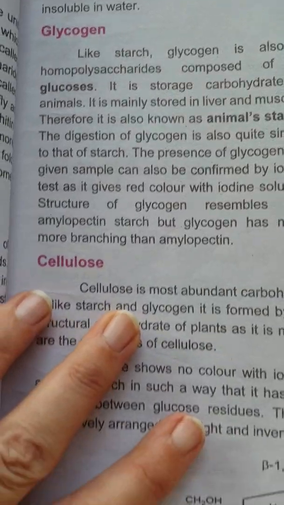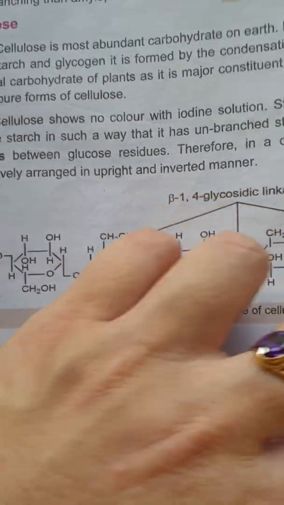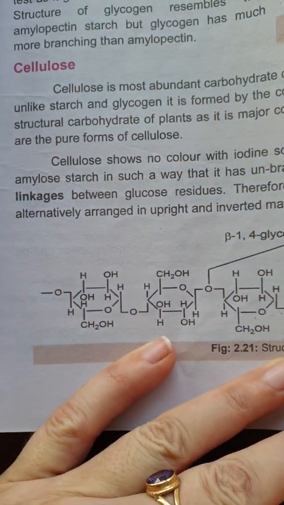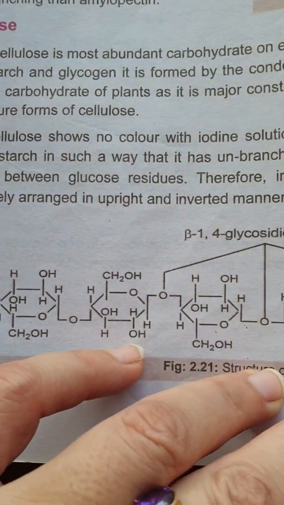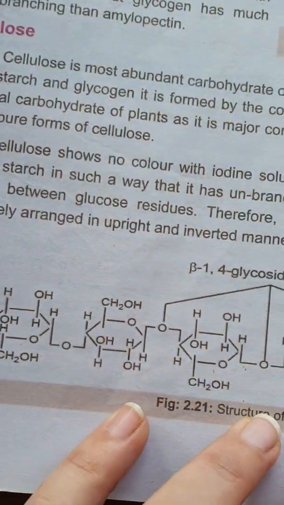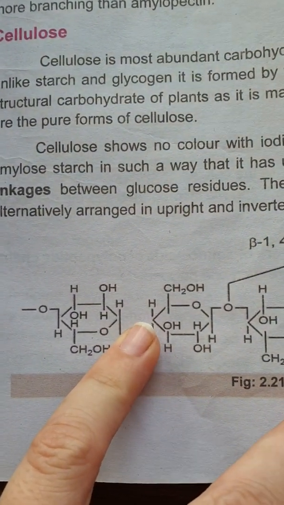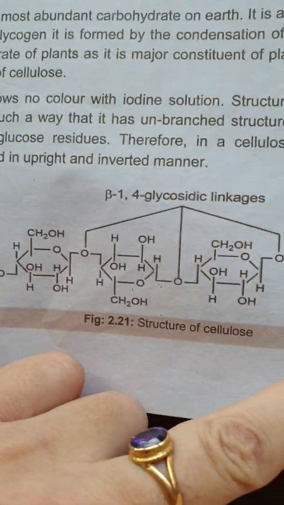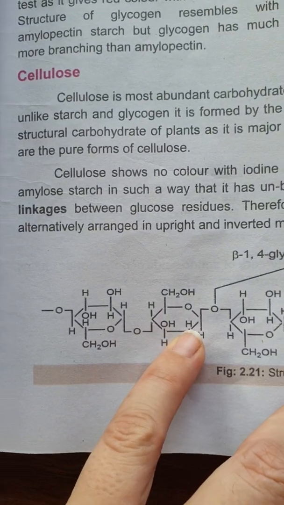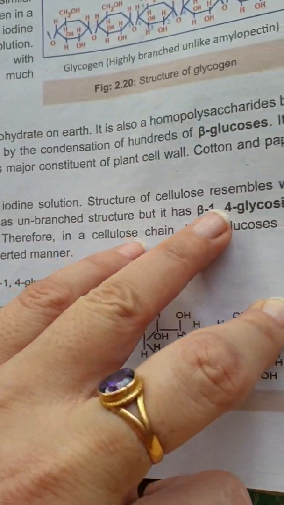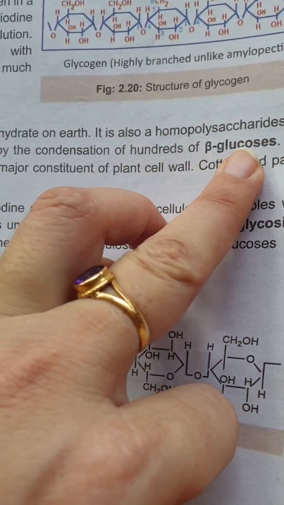Next is cellulose, the most abundant carbohydrate on earth. That is the basic component of the plant cell wall. We already know that the plant cell wall is made up of cellulose. This is the most abundant carbohydrate on earth, and it is formed by the combination of beta glucoses with beta 1,4 glycosidic linkage.